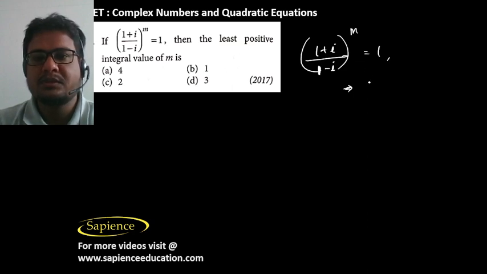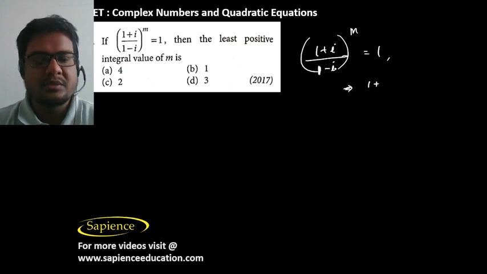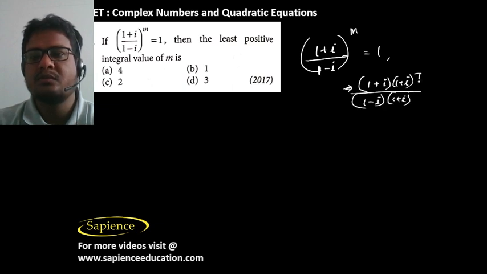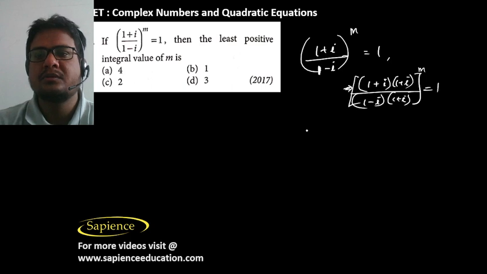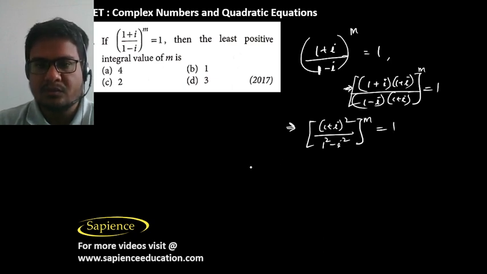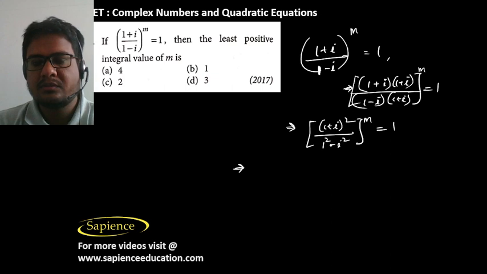so then we have to first multiply and divide by 1 plus i. This will be 1 plus i into 1 plus i divided by 1 minus i into 1 plus i, whole power m, that is equal to 1. So this can be written as 1 plus i whole square divided by 1 square minus i square, whole power m, that is equal to 1. So this will be 1 plus 1, that is 2. So this will be 1 plus i power 2m divided by 2 power m, that is equal to 1.